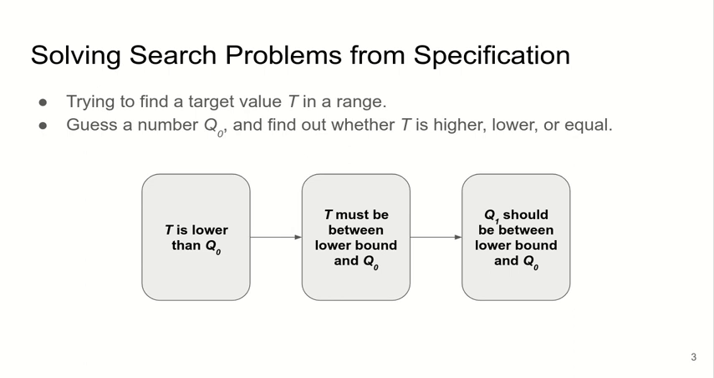Let's start with a simple search problem, the game of high-low. In this game, the player guesses numbers in a range and is told whether their guess is too high, too low, or equal to the target value. We can think through the process of this problem fairly quickly. If we guess a first query, Q0, that is too high, then we know the target must be between the lower bound and Q0, and thus we know our next guess should be between those bounds as well. The optimal way to solve this problem is by using binary search.